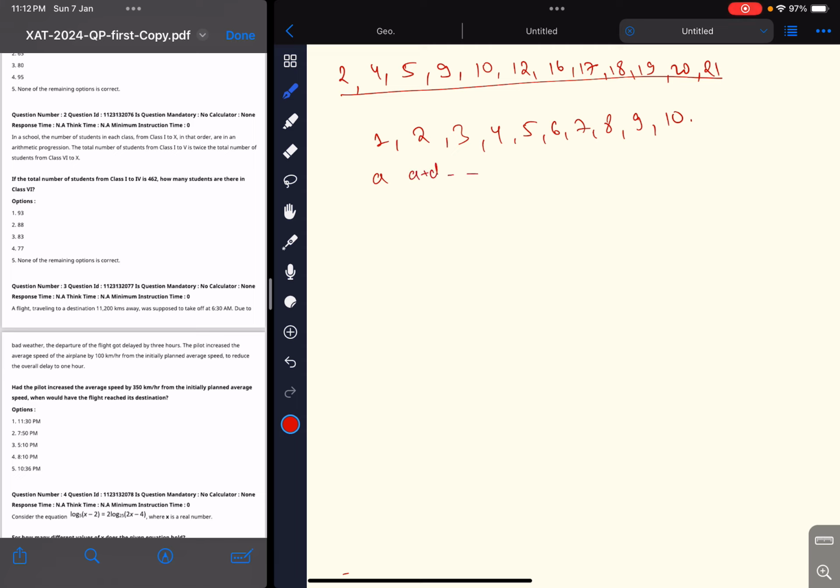So the first information given is the total number of students from 1 to 5, which is twice the total number of students from 6 to 10. See one thing to notice: since it is an AP, it should either increase or decrease. Now you can see that the sum of all these 5 is twice of this, which means that the AP is decreasing. So the common difference will be A minus D.